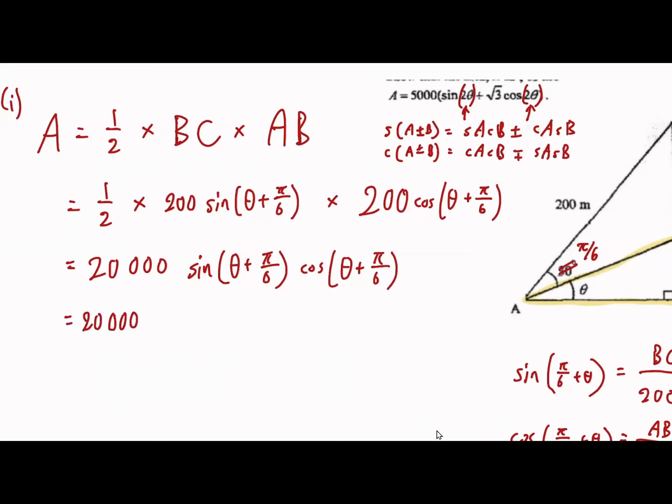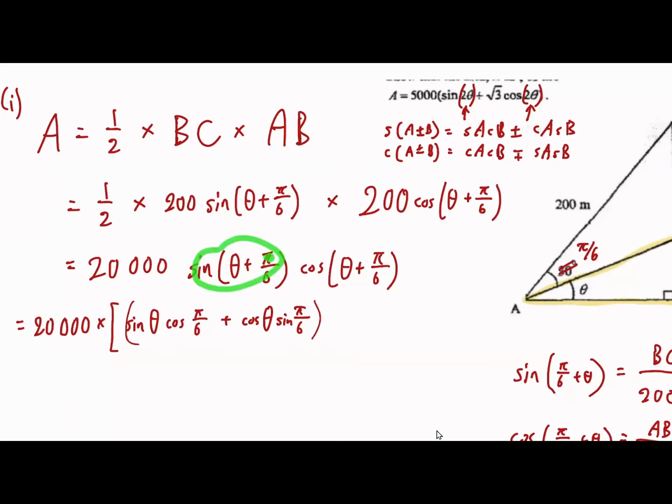So 20,000 multiplied by, let's just draw a big square bracket, sine A cos B plus cos A sine B. I am running out of space. Let me move everything to the left a bit, and I'm going to make the font size a bit smaller. And then this is 2 terms. That's sine of theta plus pi over 6. It's being multiplied by the cosine, so you need to draw a pair of brackets, then multiply. Okay, so let's do that.